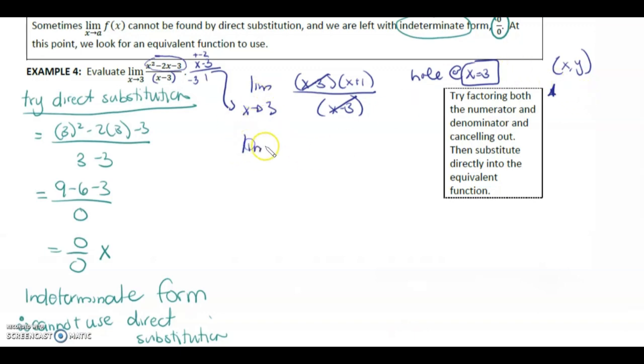So now our equivalent function is actually just x plus 1, which is linear. Linear is a polynomial, so now we can do direct substitution. So 3 plus 1, which is 4. So our limit as x approaches 3 of this rational function is 4.